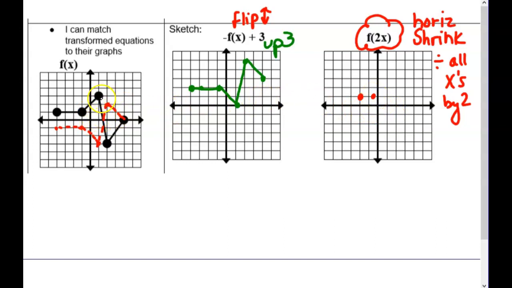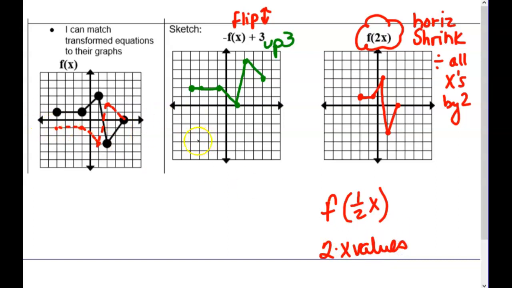This one was at 1, 3. Half of the x is 1/2, 3. This one was at 2, -3. Half of 2 is 1, so it should be at 1, -3. This was at 4, 0. Half of 4 is 2, 0. What if it had said 2, 1/2 x? You would have doubled all the x's, right? And it would have stretched it out horizontally. All right.